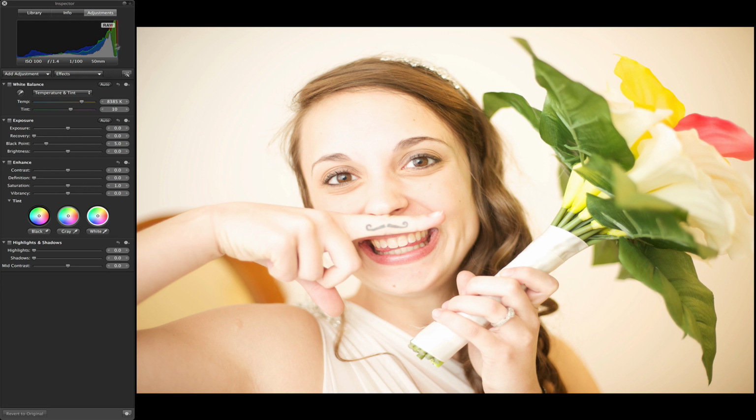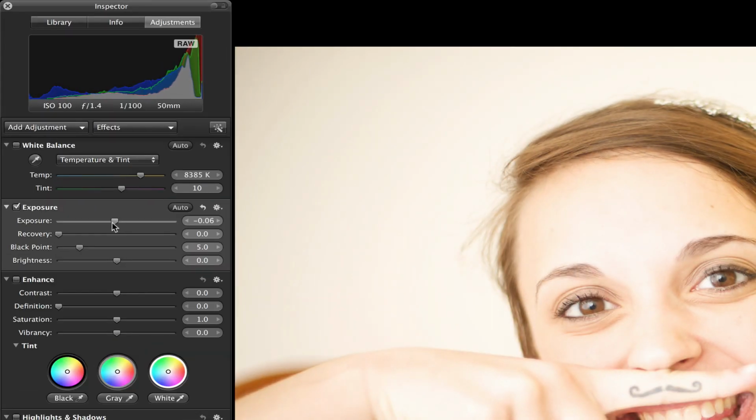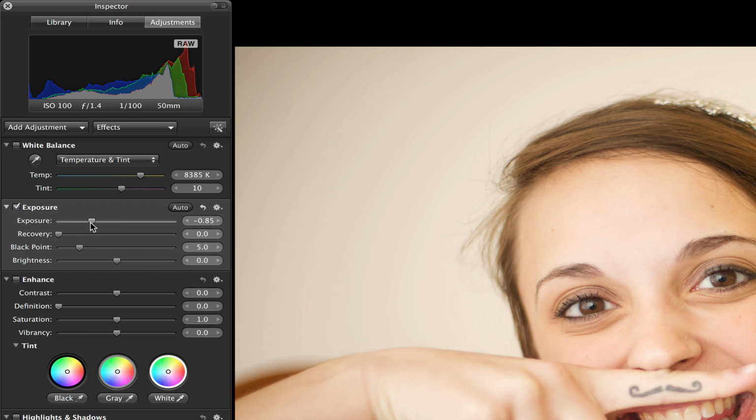Now, I can't really see all the data that's in this chart. So what I'm going to do is slightly bring the exposure down so I can see more of the data. And because I shot the photograph in RAW, I have that ability. I have the ability to recover that overexposed data. Now I can get a better view of where my blues, where my greens, and where my reds are located in the photograph.